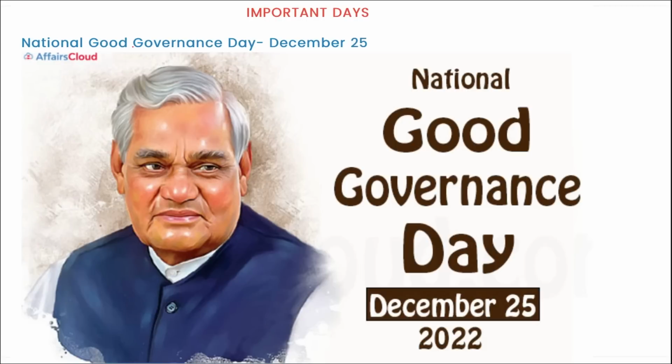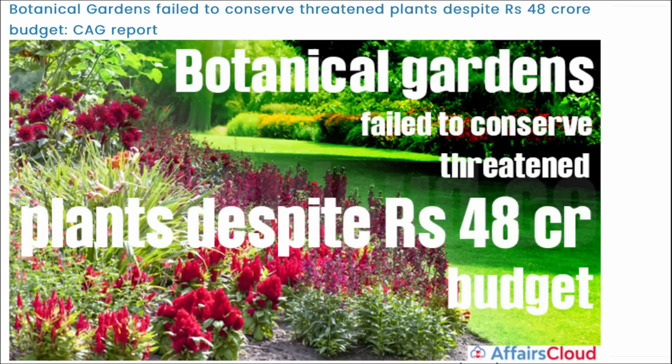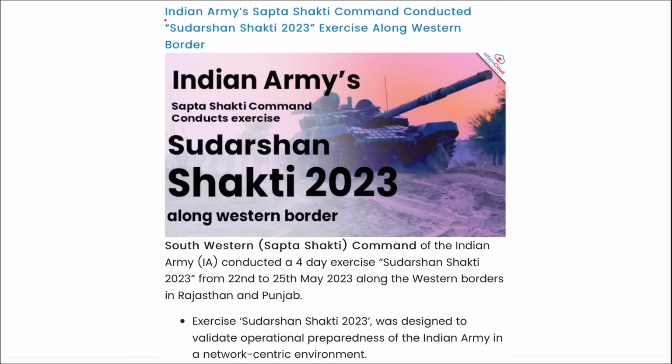Next is your National Good Governance Day. This day is observed on 25th of December every year. It is observed in the memory of Atal Bihari Vajpayee ji. Then botanical gardens that were set up to conserve the threatened plants have now failed even after seeing an investment of 48 crore rupees. Next, the Indian Army's Sapta Shakti Command conducted Sudarshan Shakti 23 along the western border, that is along Rajasthan and Punjab.